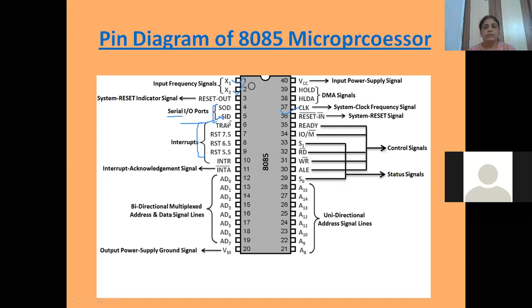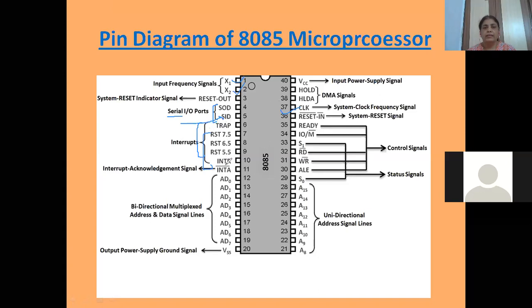So TRAP is the highest priority interrupt, and it is a non-maskable interrupt, which means you cannot enable or disable it; this pin is always in enable mode. The other four are maskable interrupts, which you can mask. Out of these four, RST 7.5, 6.5 and 5.5, these three interrupts can be enabled or disabled with the help of the enable interrupt and disable interrupt instructions, or the SIM instruction. We can set the status of these interrupts.